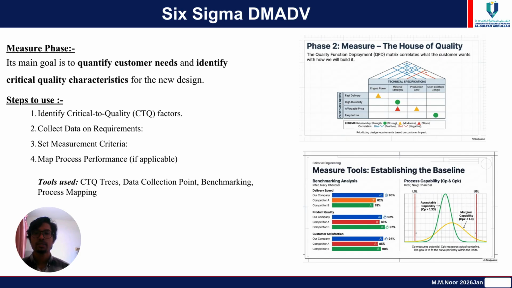The second phase is measure. In this phase, we quantify customer needs and define performance standards. A key tool used is the house of quality, which links customer requirements to technical design specifications. This helps prioritize design features that matter most to customers.